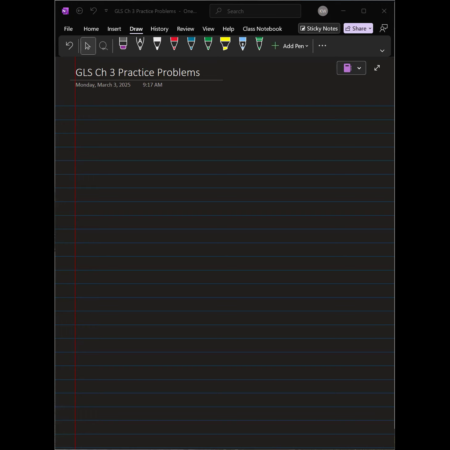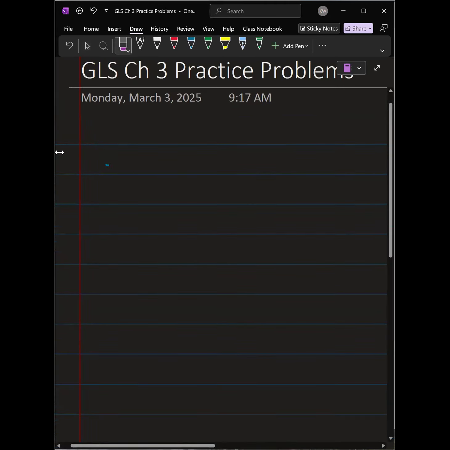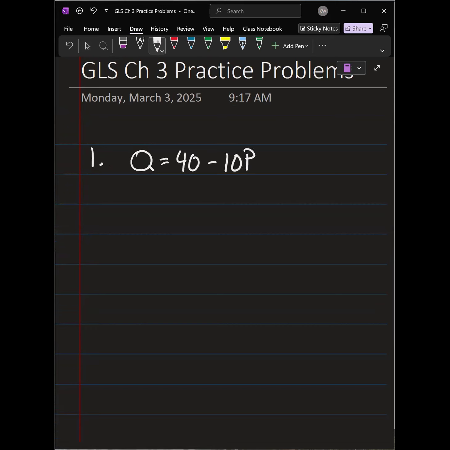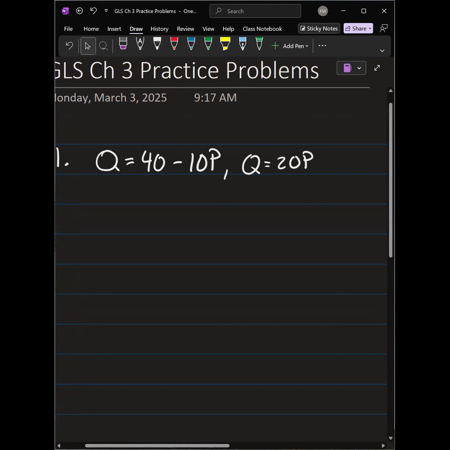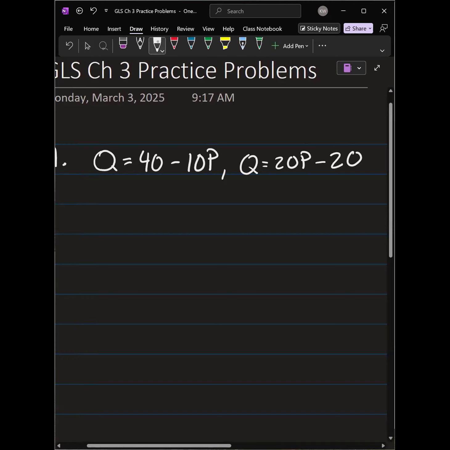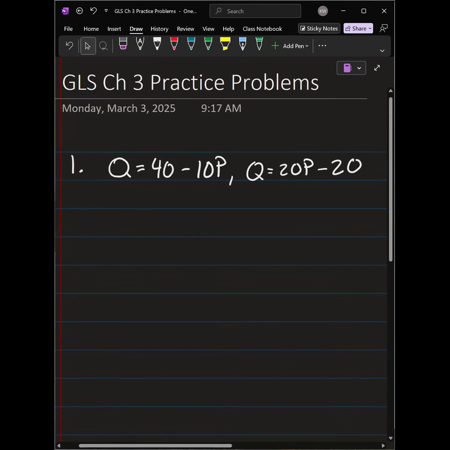Okay, so for our first problem, we're going to be looking at the market for noni. Noni is a tropical fruit that grows on the Pacific Islands. We're going to describe this market using the demand function quantity demanded equal to 40 minus 10 times the price. And supply will be given by quantity supplied equal to 20 times the price minus 20. Again, this is the market for noni.